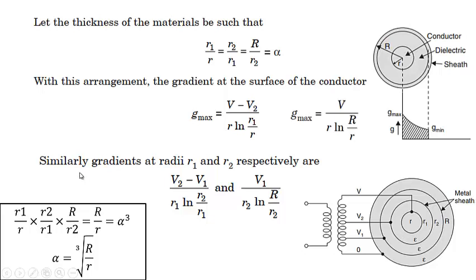Similarly, the gradient at the radii R1 and R2 will respectively be as follows. From R1 to R2, that is from this distance to this distance, you will see the voltage is V2 minus V1. The starting point is this R1 and the ending point is R2. So it comes out to be V2 minus V1 divided by R1 ln of R2 by R1.